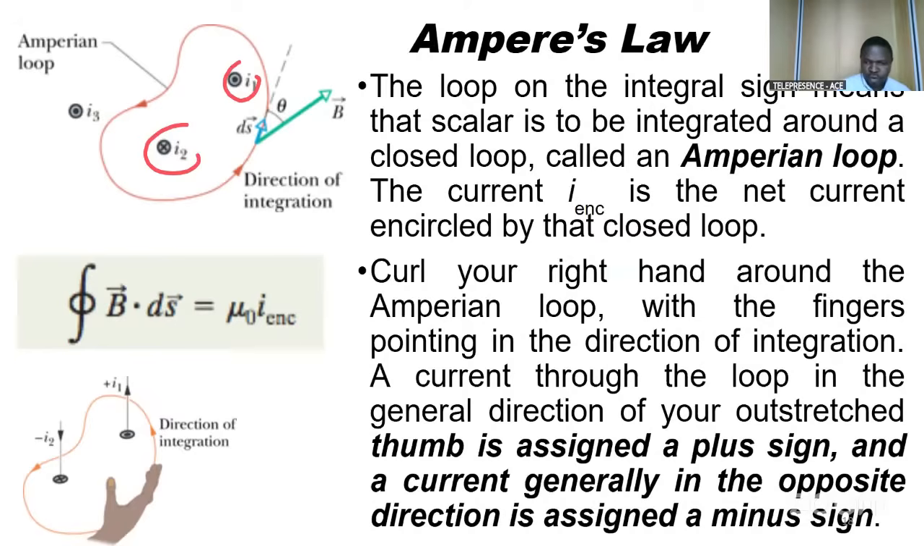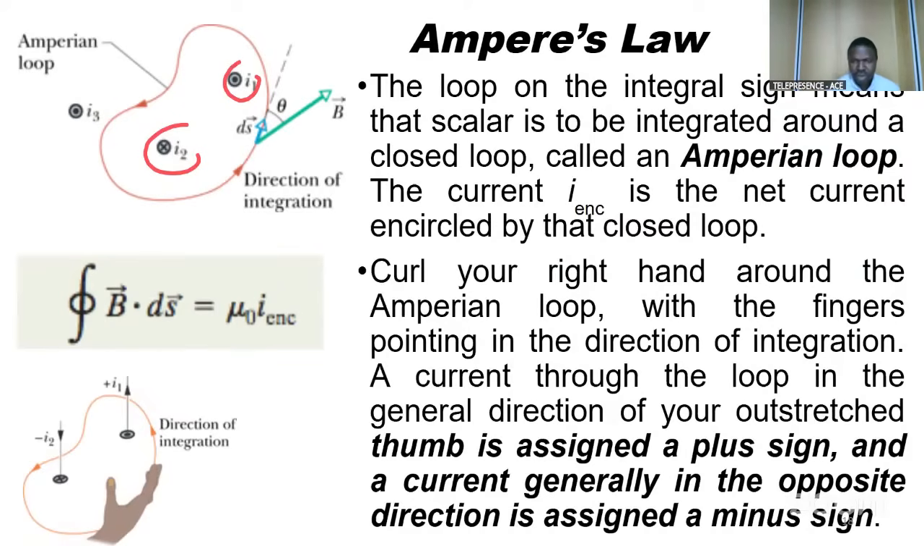If you want to use Ampere's law, curl your right hand around the Amperian loop with the fingers pointing in the direction of integration. A current through the loop in the general direction of your outstretched thumb is assigned a plus sign, and a current in the opposite direction is assigned a negative sign.